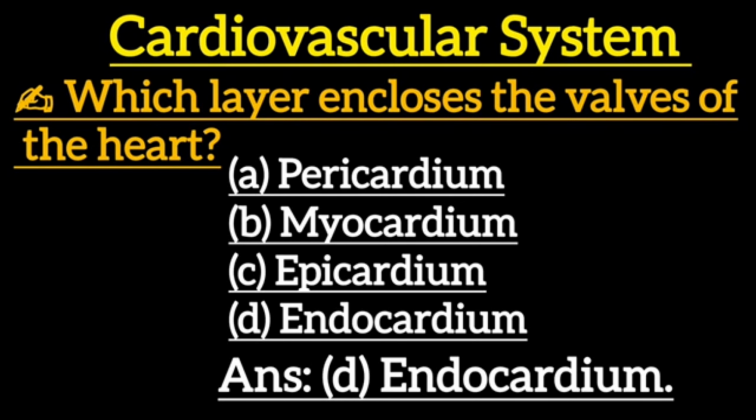Next one is, which layer encloses the valves of the heart? Option A, pericardium. Option B, myocardium. Option C, epicardium. Option D, endocardium. Correct answer is option D, endocardium.